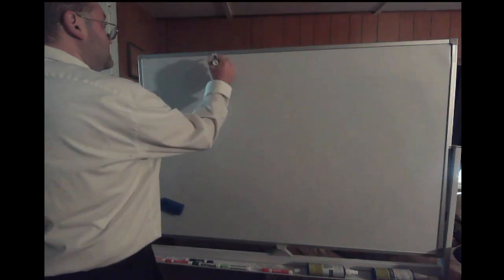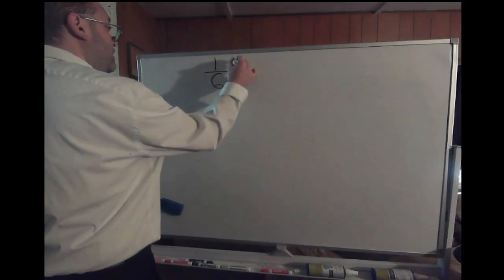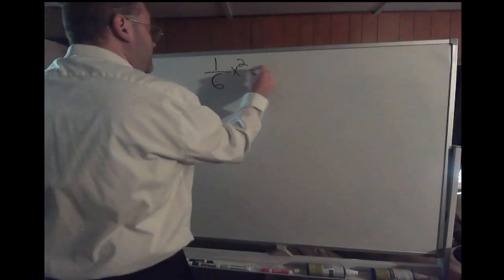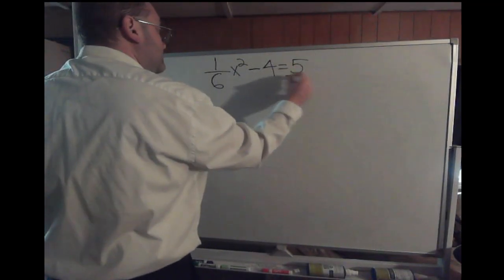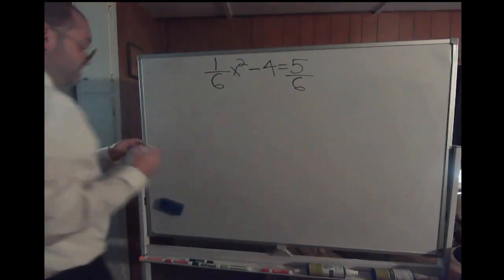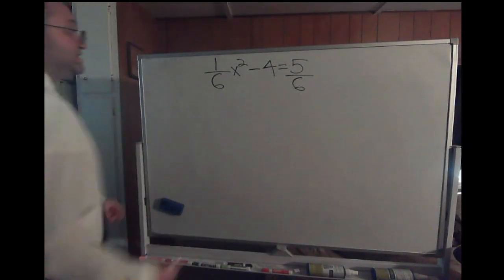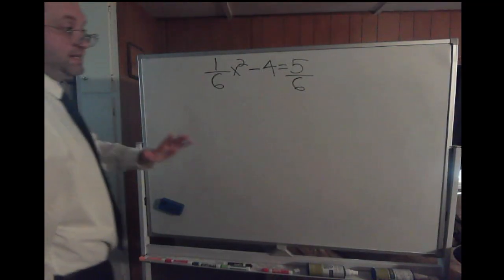Let's see, I only have roughly a few more here. So we got 1/6 x squared minus 4 equals 5/6. So this is a fun one. We have 1/6 x squared minus 4 equals 5/6.